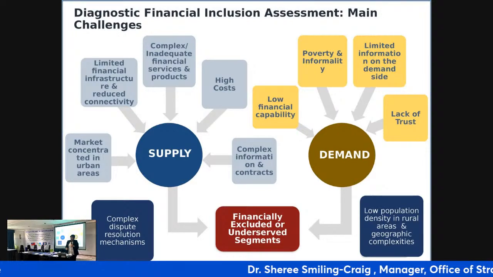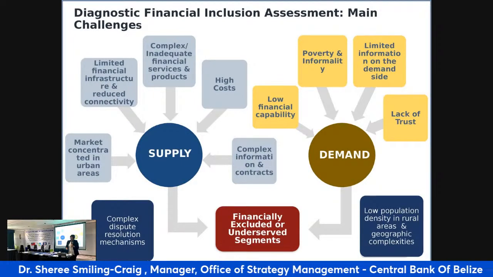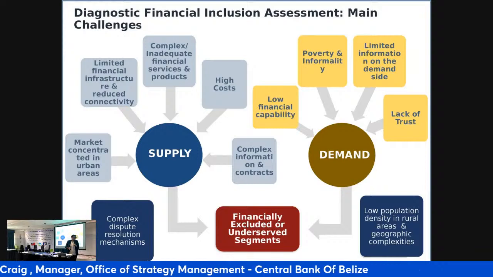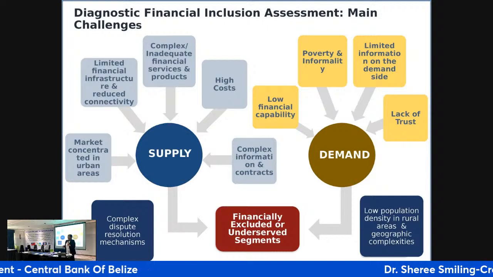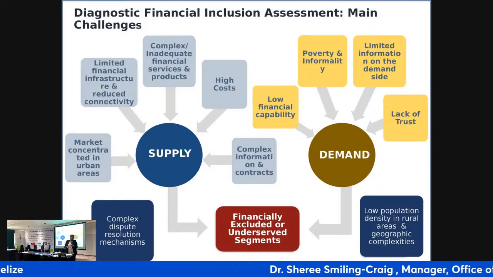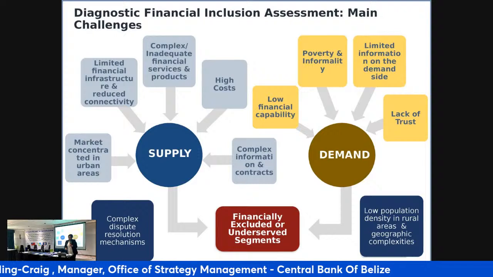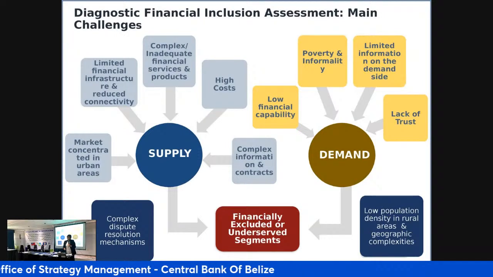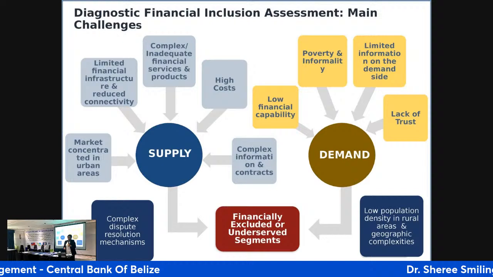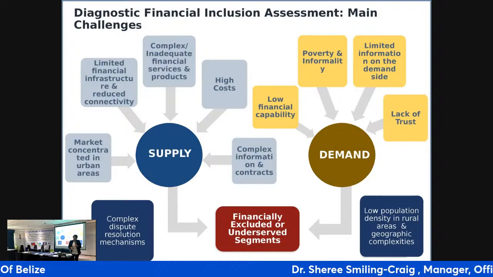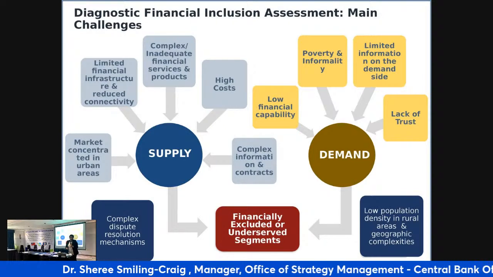Then we also have low population density in rural areas. And then we do have geographic complexities. It's difficult to reach into some of the more mountainous and island territories with ICT infrastructure. So these are all challenges that were identified in our assessment that the World Bank helped us to conduct. And all of these together led to having a financially excluded or underserved population. And this study was done in 2018.